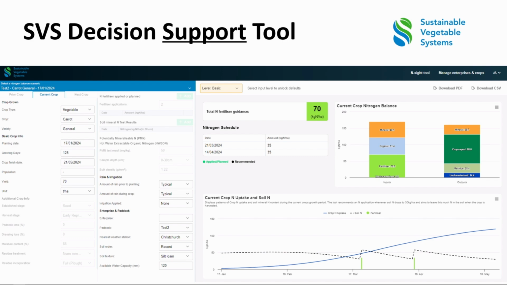So the SVS decision support tool. This is what it is. Free plug. It's freely available. It's online, svstool.co.nz. But this is where you land. Essentially, the tool itself is a nitrogen budget. Nitrogen budgets are just like a financial budget. It's what's coming in, what's going out, what's your income, what's your expenditure, how much nitrogen is coming into and leaving the system.